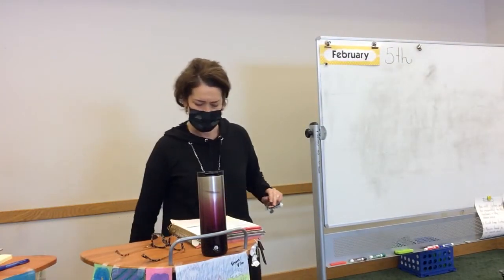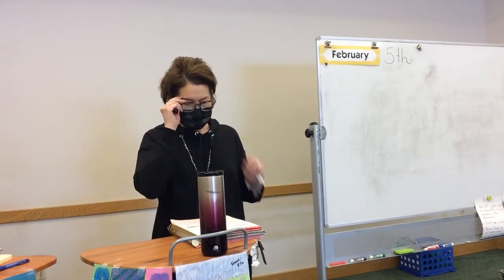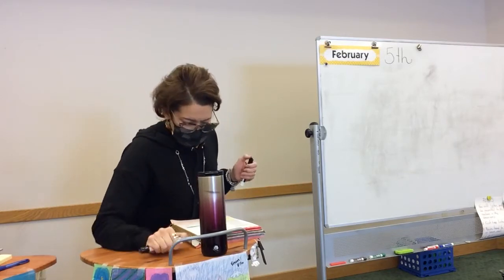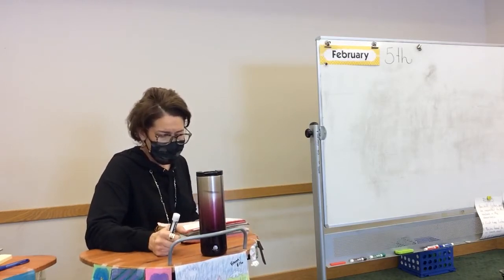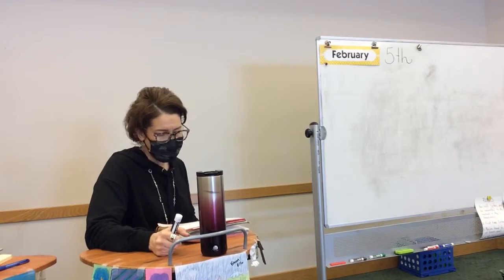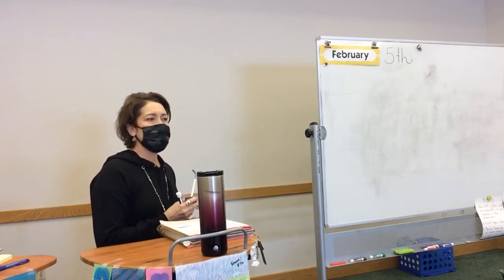Rulers need to be out. So we are using the side of centimeter. Inches are on the top, centimeters are on the bottom. I'm hoping that you all have a ruler that has centimeters on it. Do you or do you not?